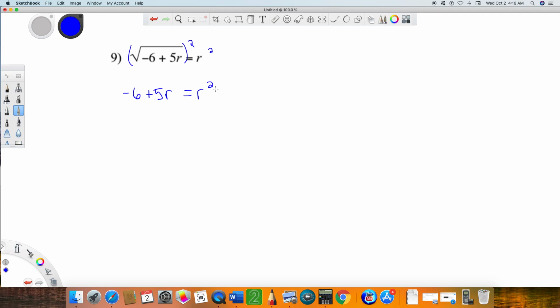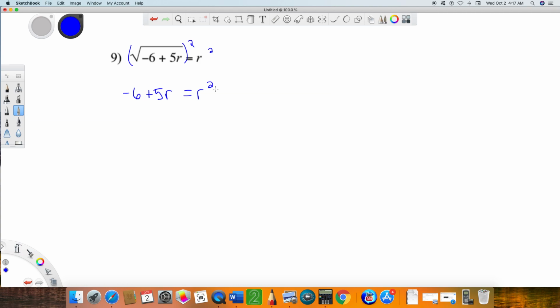We're expecting two solutions because the biggest exponent on any variable is 2. Now, the two solutions could be repeats, it could be r equals 1 or r equals 1. We don't know yet. We want to rewrite this equation in standard form.